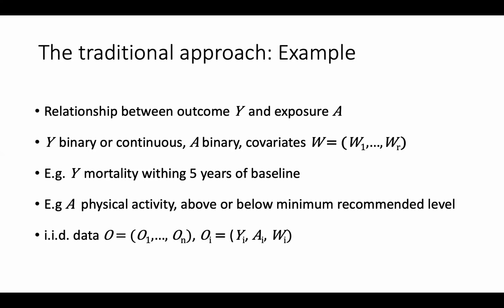They have an example where Y is mortality within 5 years. So it's a binary outcome, mortality, yes or no, within 5 years of follow-up. And then the exposure is physical activity, also binarized. It's below or above a minimal recommended level of physical activity.